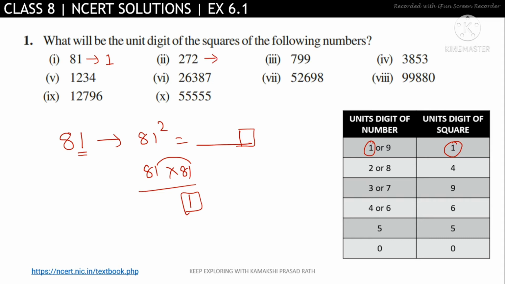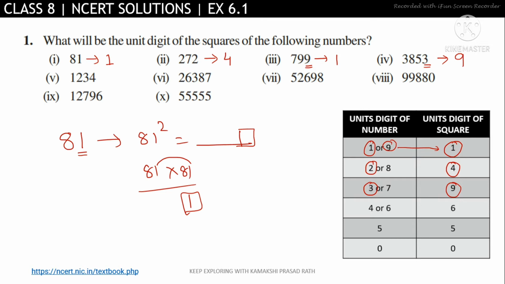272 square, you can say here. So 2 square ends with always 4. And 799 square, so the last digit is 9. So 9 square is 81. So you can see here, when a number ends with 9, its square will end with 1. Similarly, 3853. So if a number ends with 3, its square will end with 9.